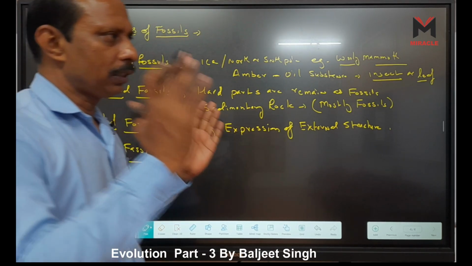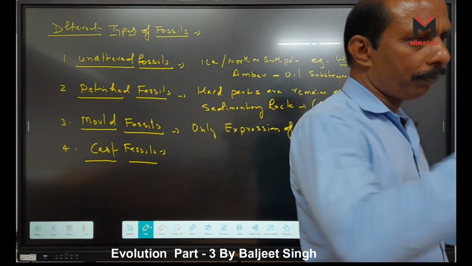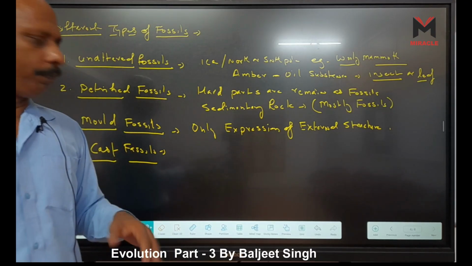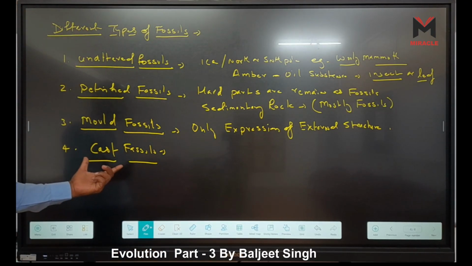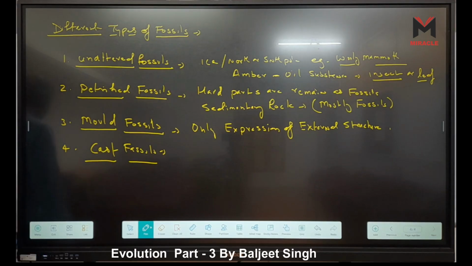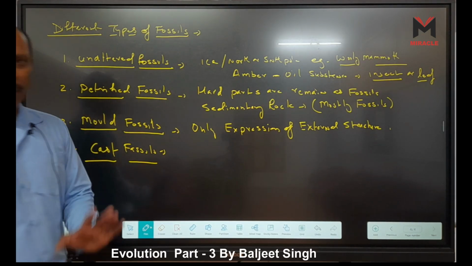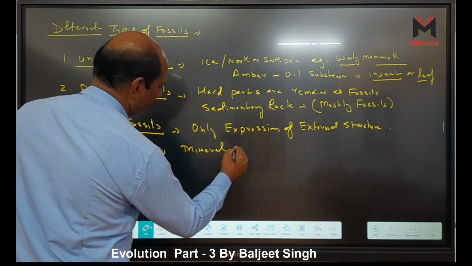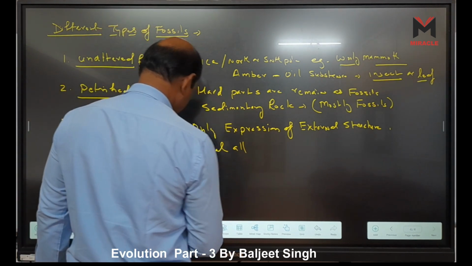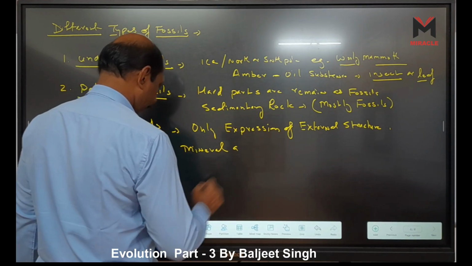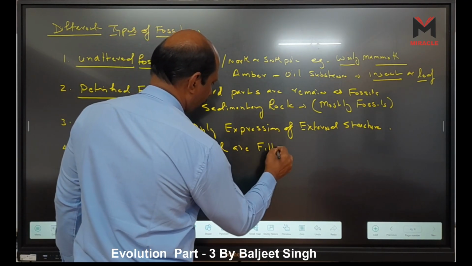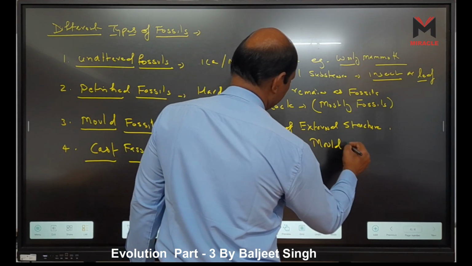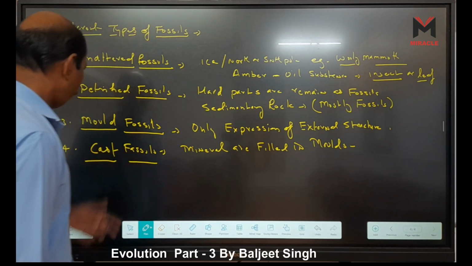Specific structure means the combination of soil, or this type of soil, is different from the mold it is present inside. This is called a cast fossil, right? So cast fossil means minerals are filled in the molds. When minerals are filled in molds, they are called cast fossils, right?